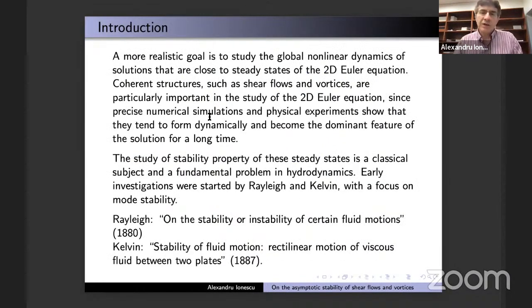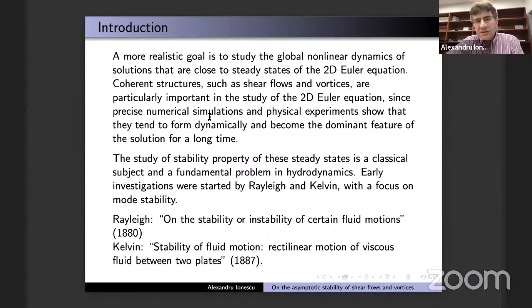Now, this is a general conjecture that I'm going to mention briefly at the end. More realistically, what we can do mathematically is to understand the global nonlinear dynamics of solutions that are close to steady states. We can look at steady states of the 2D Euler, and there are two classes that are very important. We can look for initial data that's around these steady states, and we study the evolution corresponding to this initial data.